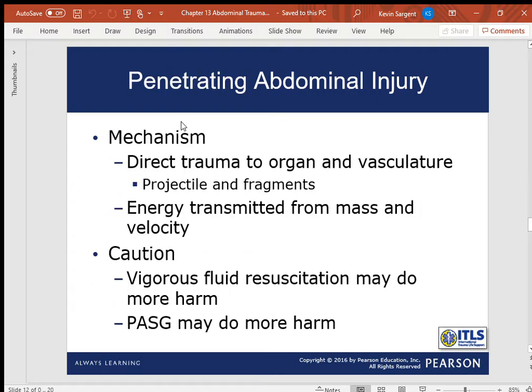Penetrating abdominal injury, direct trauma to the organ or vasculature, so a projectile or fragments. One thing to remember about projectiles: we assume that a projectile was a bullet, but a projectile could be anything coming from the outside through the inside. For instance, someone can have a tree limb go through them, okay? That could be a projectile, something projected upon you. But generally think of projectiles being bullets.